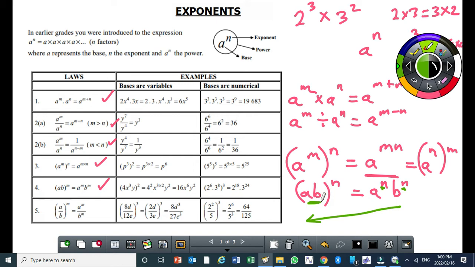Let's say if I give you, for example, maybe 3 to the power of 2 times 5 to the power of 2, like this. Okay, I can determine the answer without using a calculator. So this will be equal to 3 times 5 squared, which will give me 15 squared, which is 225. Okay, remember, 3 squared is 9. 5 squared is what? 25. What is 25 times 9? 225.